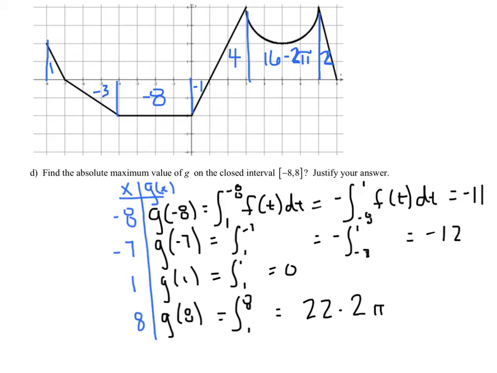So let's make sure we answer the question correctly. Find the absolute maximum value of g. I would say the absolute maximum value is 22 minus 2 pi.